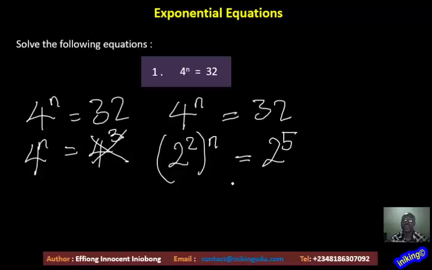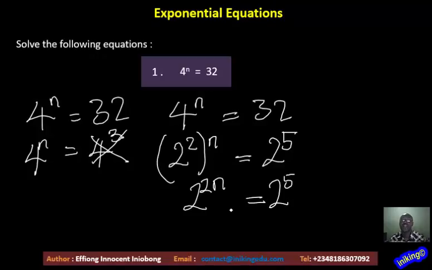This is more comfortable. Now the left hand side here, we have multiple indices, and you know what to do. That means 2 times n. So the left hand side will now be 2 raised to the power of 2n, while the right hand side will be 2 raised to the power 5.